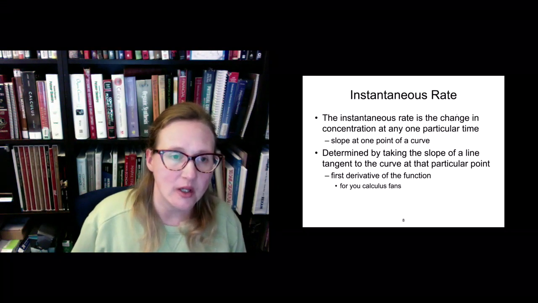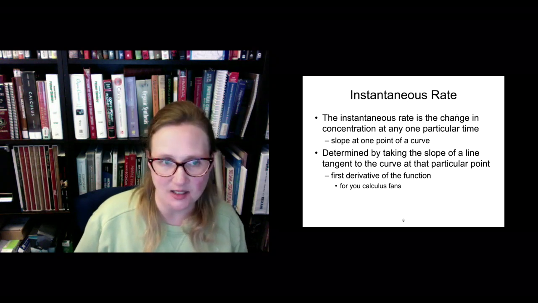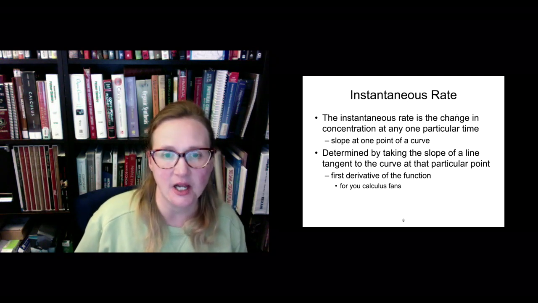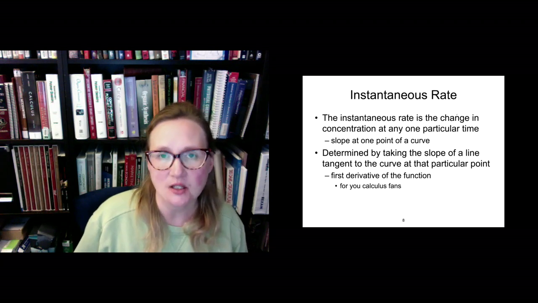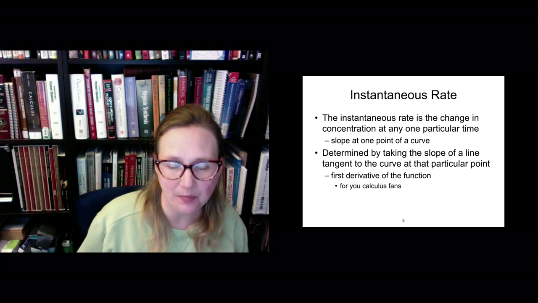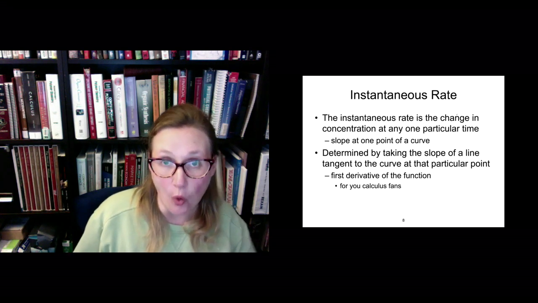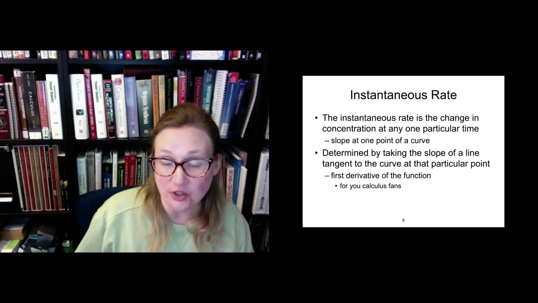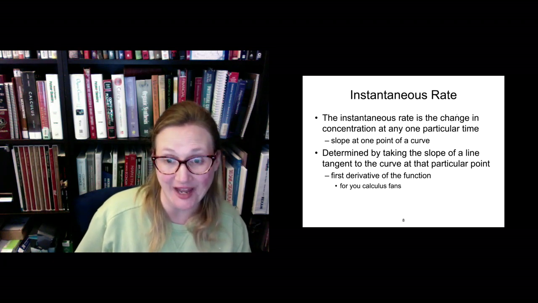All right, so those are average rates. So what's the difference here with instantaneous rates? The difference is that it's the slope at one point of the curve. So it's the instantaneous rate at a given time point. Okay, and so this can either be determined by taking the tangent of the curve, or you take the first derivative of the function. Okay, so the first derivative at that point.